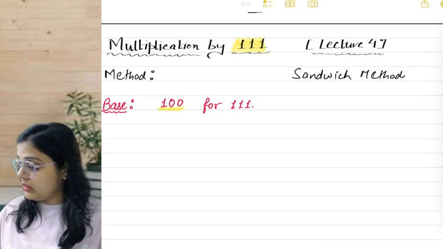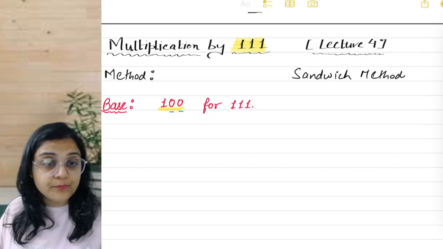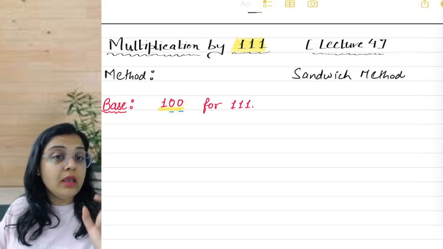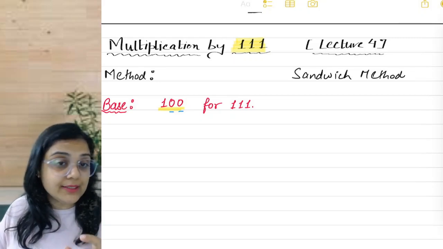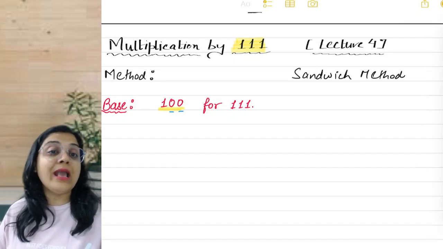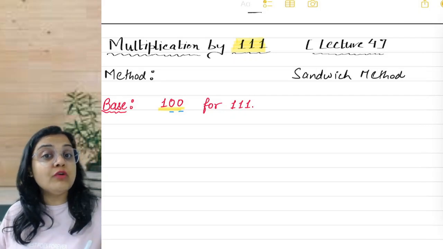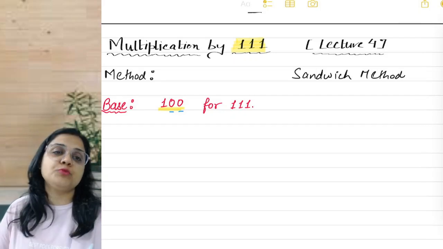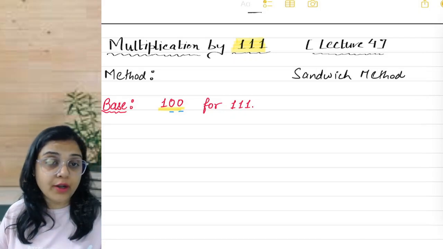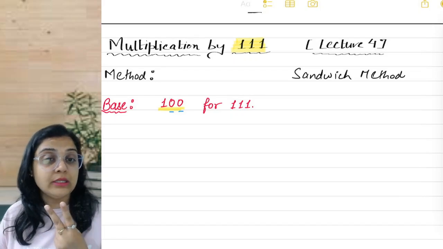Okay, now tell me one thing. How many zeros are there in 100? There are 2 zeros. Earlier, when we were multiplying a number by 11, 11 was near to the base 10. For 11, we were taking the base as 10. But this time, we have the base as 100. When we had base as 10, we were using the sandwich method, which was sandwiched between single knots. Single zeros were the braids over there. Alright. But this time, the base is 100 and 100 has 2 zeros in it.